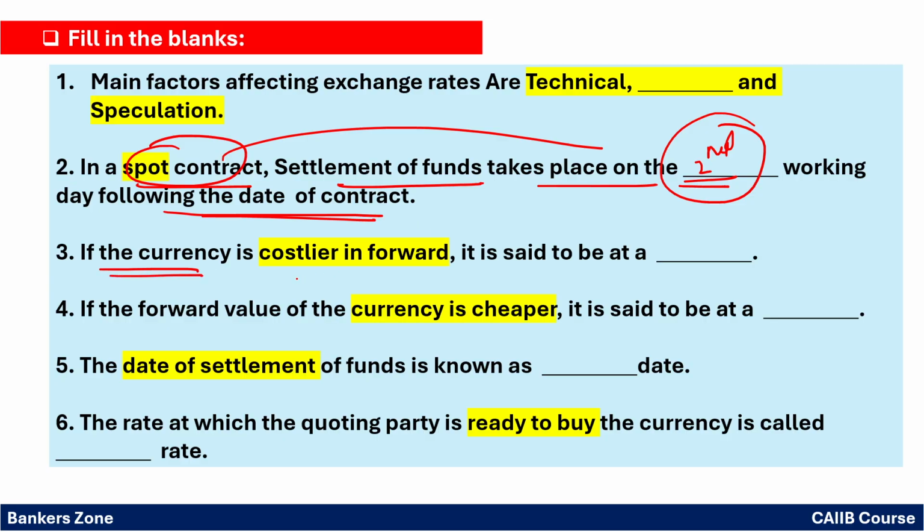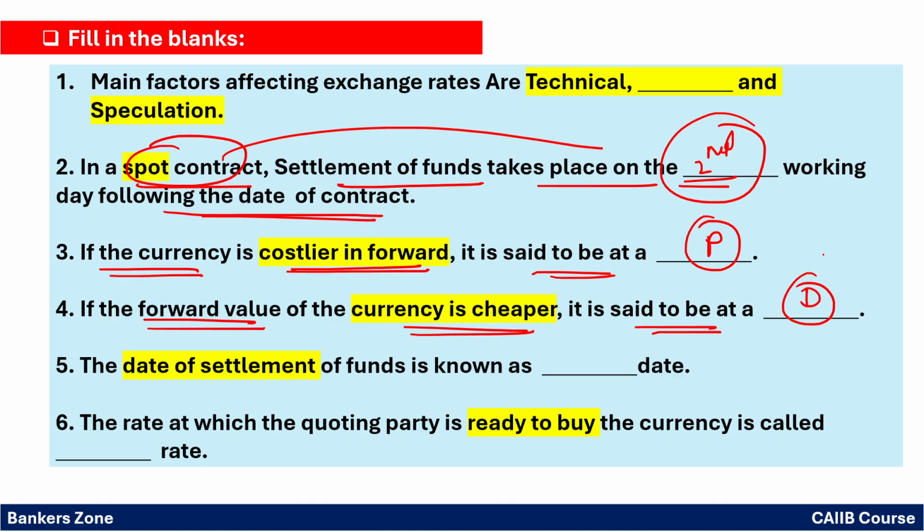If the currency is costlier in forward, it is said to be at a premium, meaning in future the price is more, so it is premium. If the forward value of a currency is cheaper, the currency is said to be at a discount. The date of settlement of the fund is also called the value date.